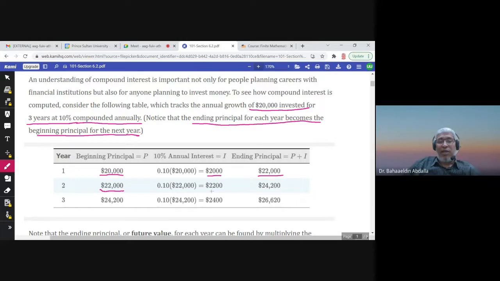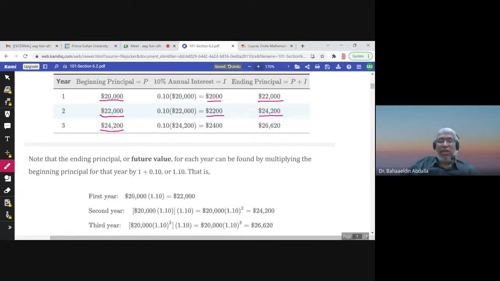And their simple interest in a year would be 2,200. And then we add 2,200 to the beginning principal, and we have an ending principal of 24,200. And now this 24,200 will be the beginning principal in the third year, and so on. So this is what we mean by compounded annually.